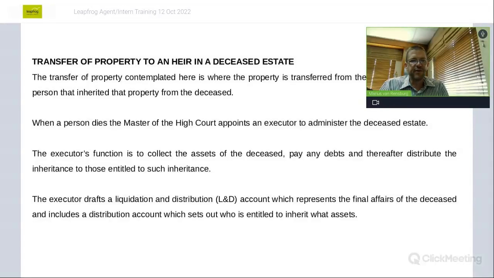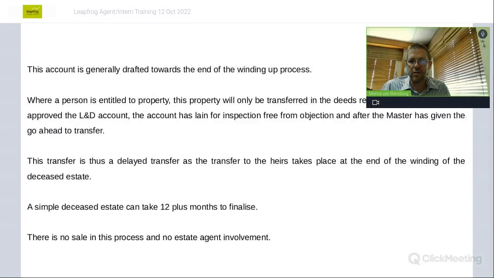So let's just look at this first, and I've covered some of this slide already, but transfer of a property to an heir of a deceased estate. This is property transfer number one, and it does not involve an estate agent. So this is where, as I've said before, somebody dies, the property is inherited. The master appoints the executor. The executor's function is to wind up the estate, draft the LD account, and then distribute the assets. Okay.